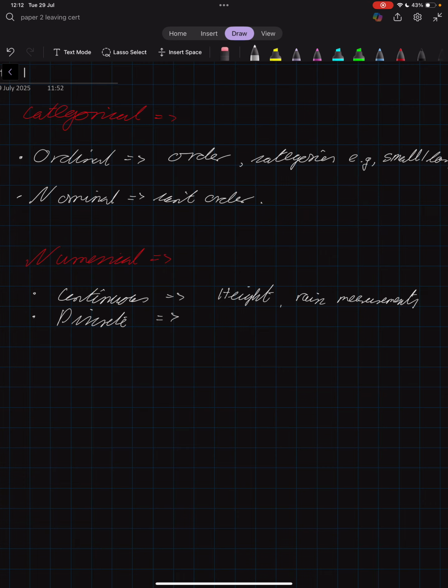So that's discrete. So shoe size as well. You can have shoe size 10, 10 and a half, 11. You can't have your shoes being like 10.375. Like that doesn't make any sense. Okay. All right. Those are your 4 different types of data, and you can be asked those.